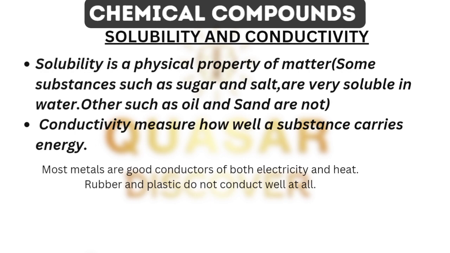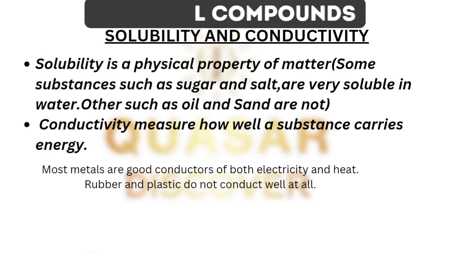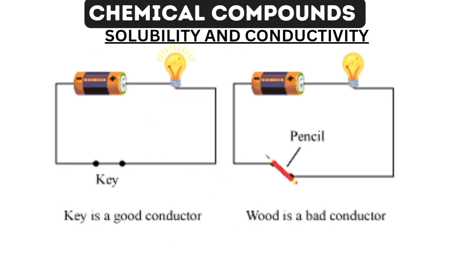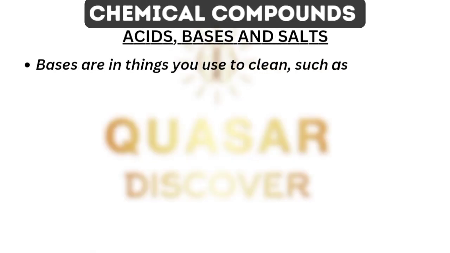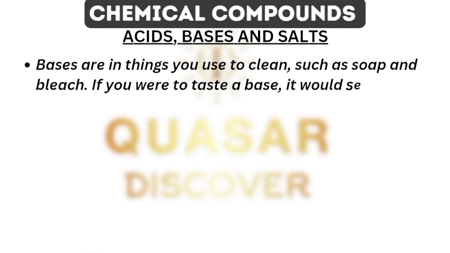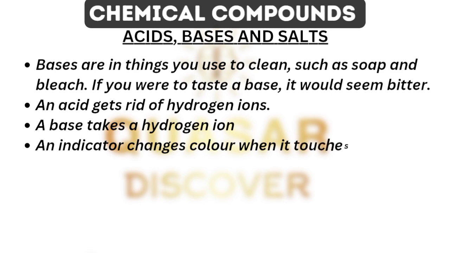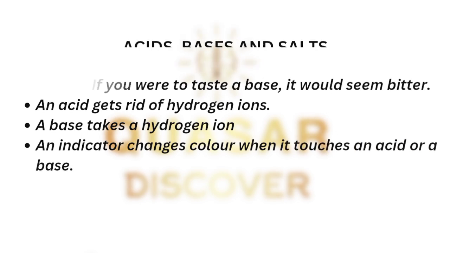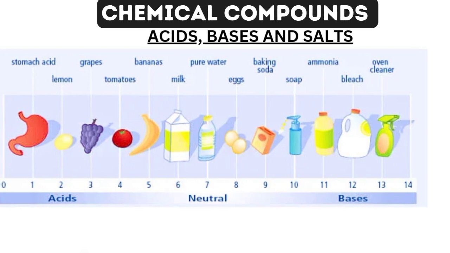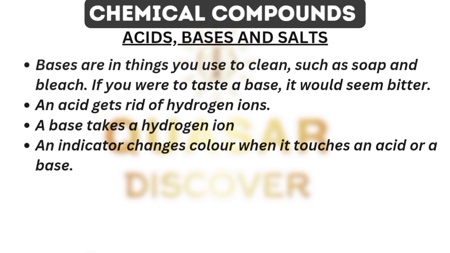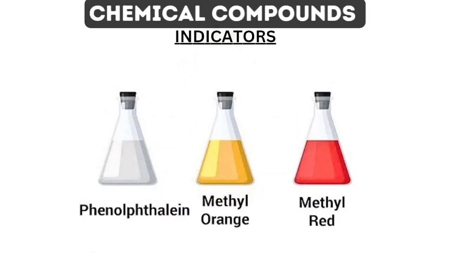Solubility and conductivity. Solubility is a physical property of matter, while conductivity measures how well a substance carries energy. Acid, base, and salt. Bases are in things you use to clean, such as soap and bleach. If you were to taste a base, it would seem bitter. An acid gives off hydrogen ions. A base takes in hydrogen ions. An indicator changes color when it touches an acid or base.